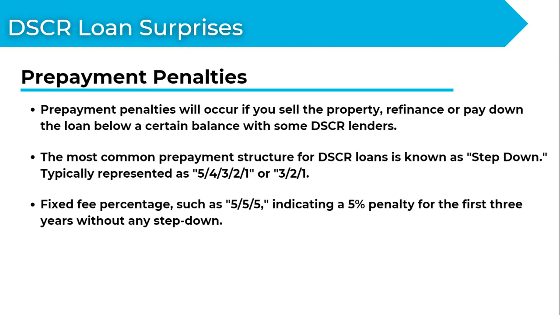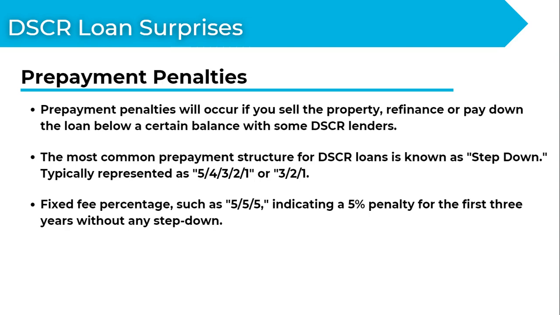Now, the most common prepayment structure is known as a step down, and this is typically represented as 5-4-3-2-1 or 3-2-1. So if it's a 5-year prepayment penalty and you pay it off in the first year, you're going to pay a 5% penalty of the remaining loan balance. Year 2, you'll pay a 4% penalty of the remaining loan balance, all the way down to 1. And then 3-2-1 just means that you're in a 3-year prepayment penalty term. The first year, you're paying a 3% penalty.